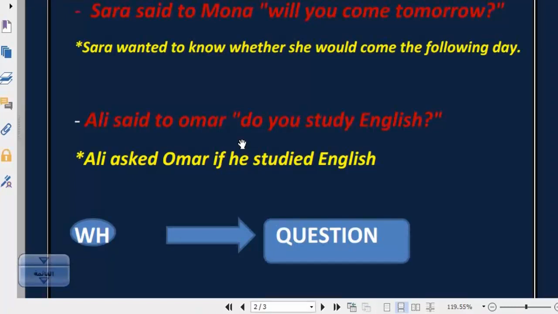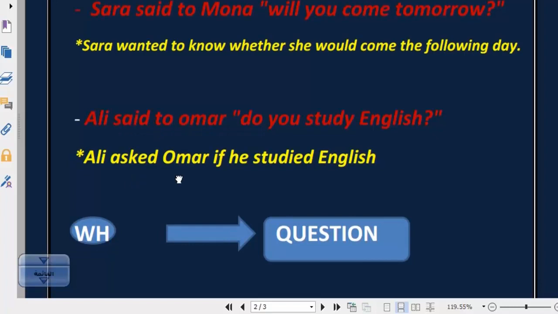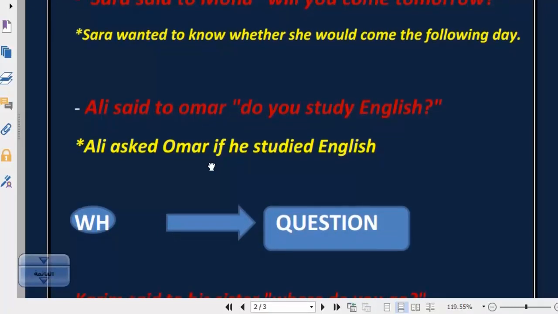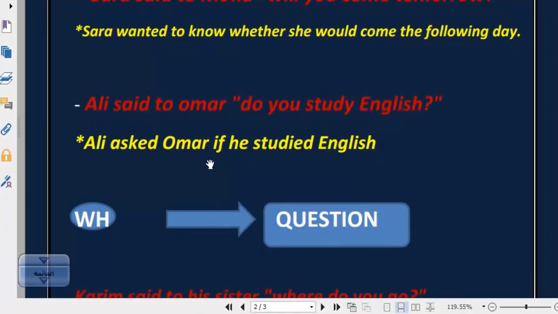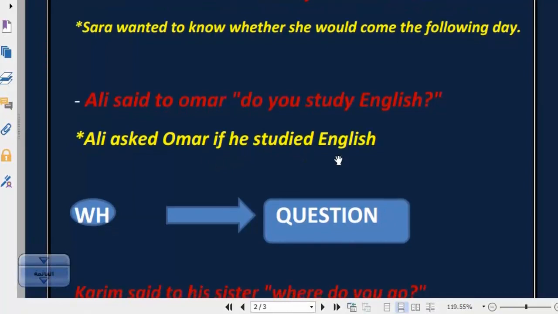So the answer, Ali said to, we change it to asked Omar. I take the quotation mark and put if. Then I take out do directly and say he studied English. Why did I say studied? Because the question is present. And how can I know it's present? Because we have do. If we have do or does, it's a present question. So we change it to the past. If we find did, we change it to past perfect. I hope that will be clear.